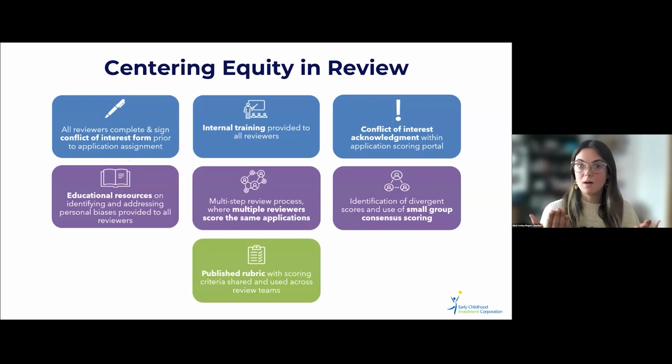And then lastly, as you all have seen today on our webinar and as shown within the RFP, we publish our rubrics with all of our scoring criteria included. And those are the things that are used across review teams. We also train on those rubrics. So there are no secrets, you know exactly how everything is scored and what you could potentially score with each response.